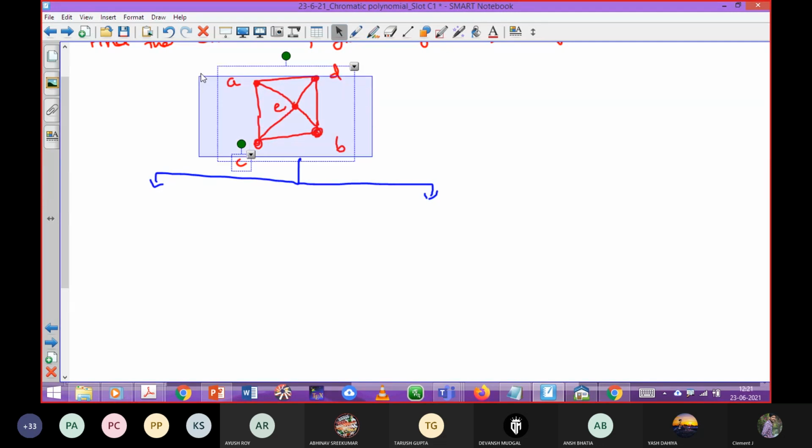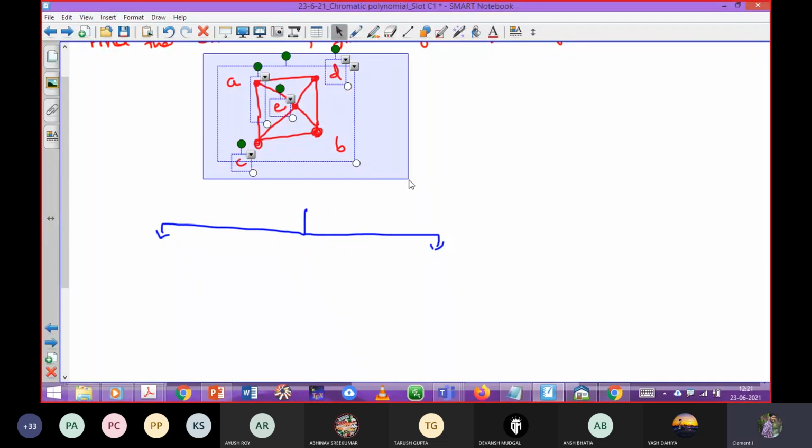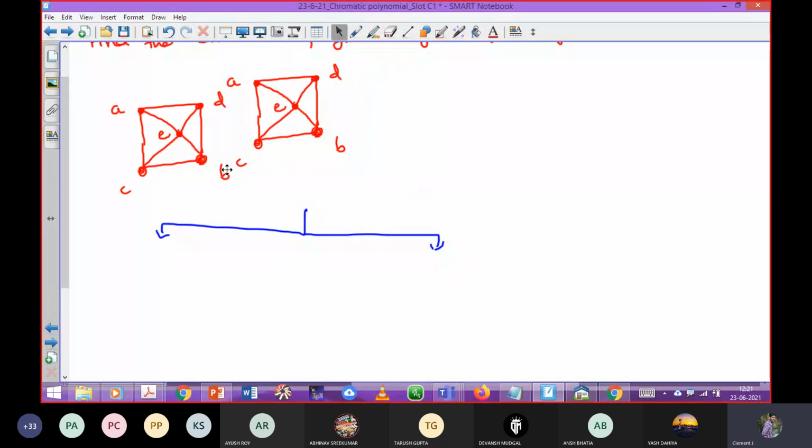Okay, C and D. So here I can draw the same diagram. Better I can copy and then paste it.